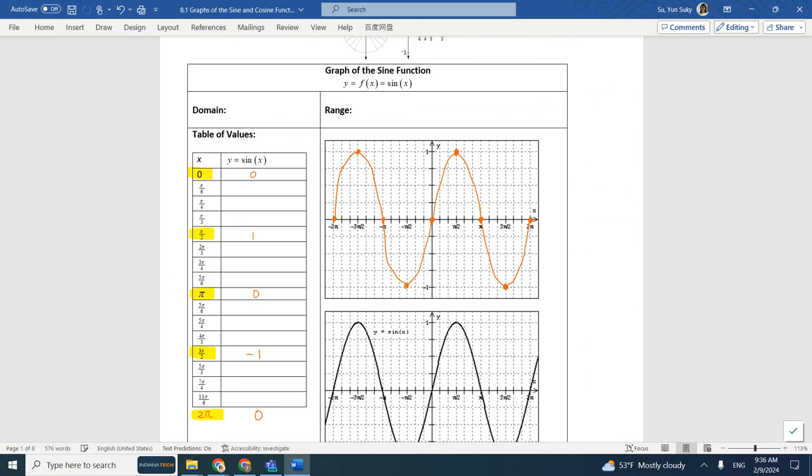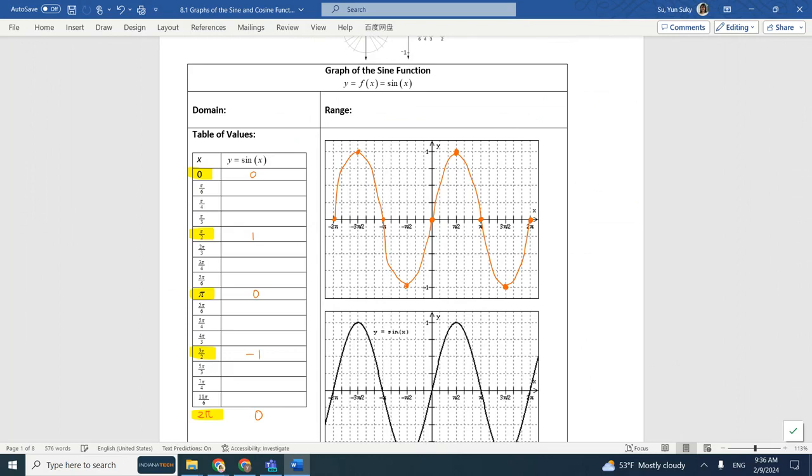So far, so good, everybody? To draw the graph of sine, just look at the 5 key points: 0, pi over 2, pi, 3 pi over 2, and 2 pi. And the y values: 0, 1, 0, minus 1, 0. Is that okay, everybody?